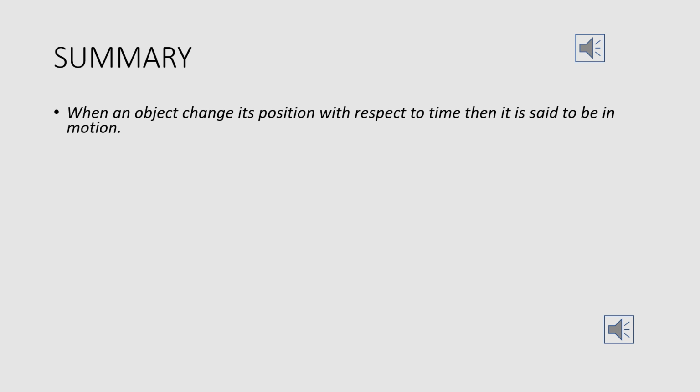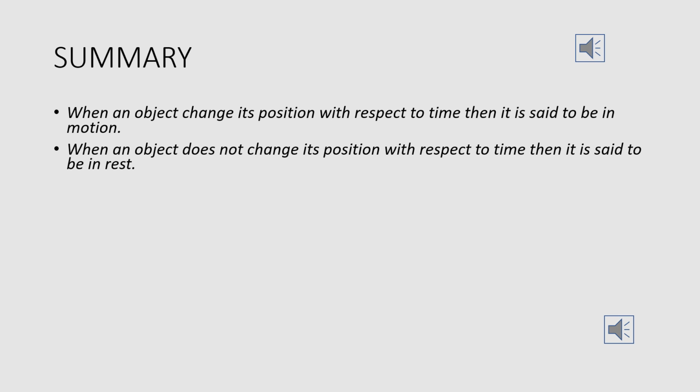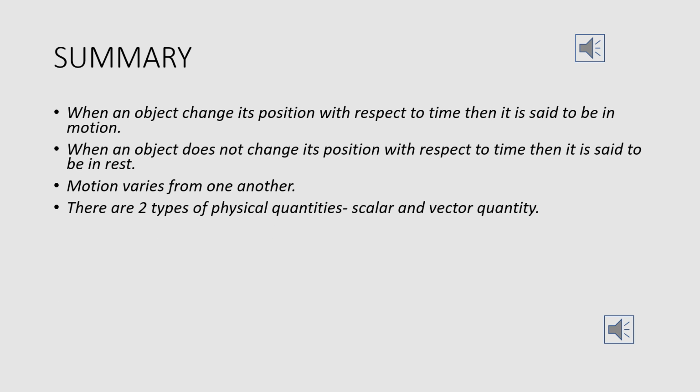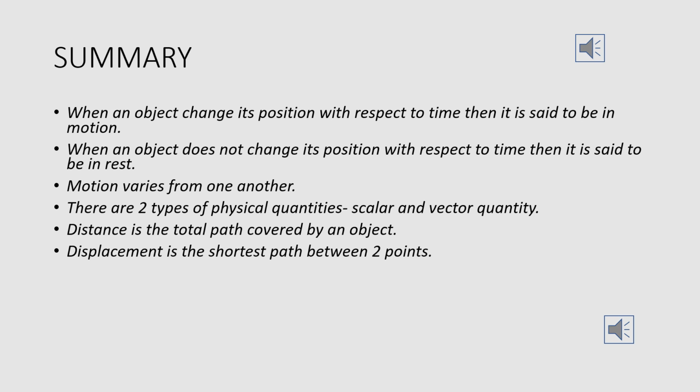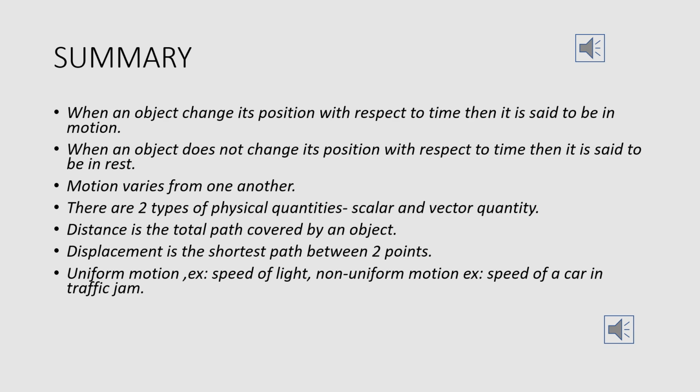Summary. Let us now recapitulate what we have learned in this session. When an object changes its position with respect to time, then it is said to be in motion, and when an object doesn't change its position with respect to time, it is said to be in rest. Motion varies from one person to another. There are two types of physical quantities, scalar and vector quantity. Distance is the total path covered by an object. Displacement is the shortest path between 2 points. Uniform motion, example, speed of light. Non-uniform motion, example, speed of a car in a traffic jam. Speed is the distance traveled in unit time.